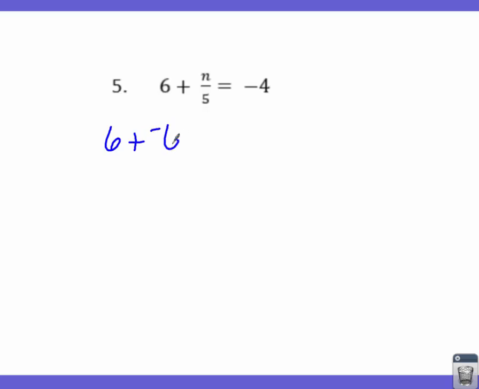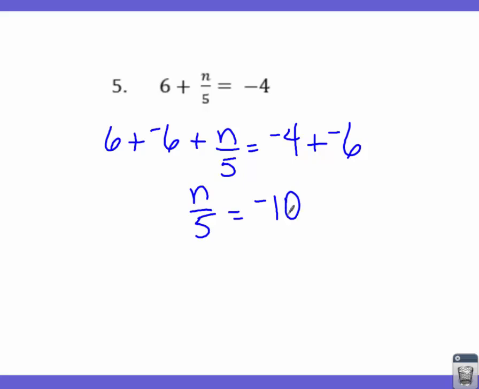6 plus negative 6 plus n over 5 equals negative 4 plus negative 6, because that's the new thing. So on the left-hand side, I end up with n over 5, which is equal to negative 10. Okay? Now this is a divide by 5, or another way of writing that would be 1/5 n is equal to negative 10. Both of those say the same thing.